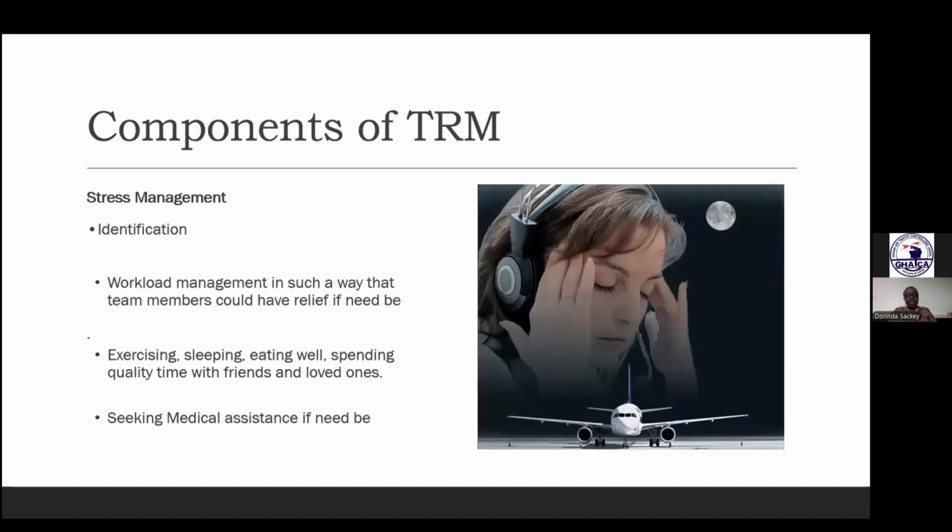Stress management. ATCOs should be able to identify stress, identify symptoms, and workload management in such a way that teams could have relief if need be. Healthy lifestyle, exercising, sleeping, eating well, spending quality time with friends and loved ones, and then also seeking medical assistance if need be.